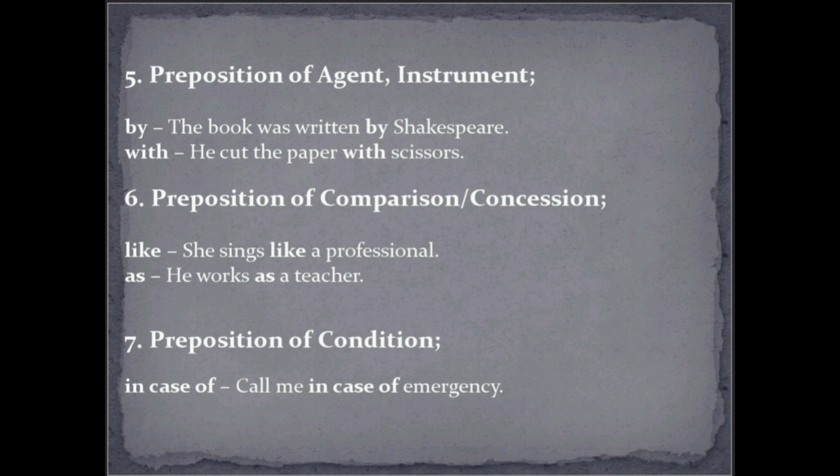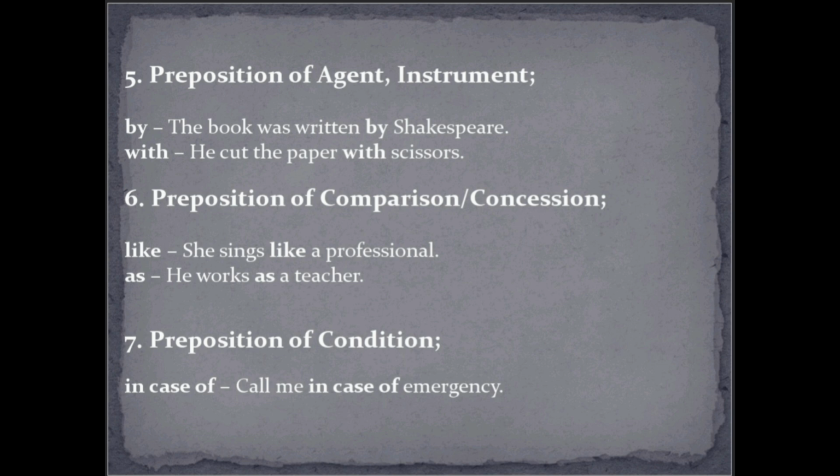That book was written by Shakespeare. So who has written this book? This book was written by Shakespeare. So the agent here is Shakespeare. By shows the agent, the person who did the action. The cake was baked by my mother. So again, by introduces the agent, my mother, who baked that cake. So here mother is the agent.